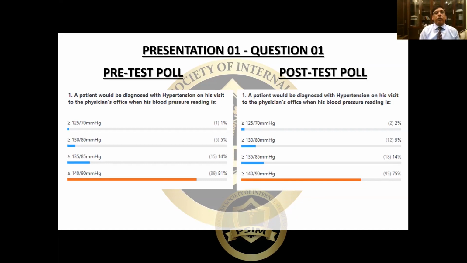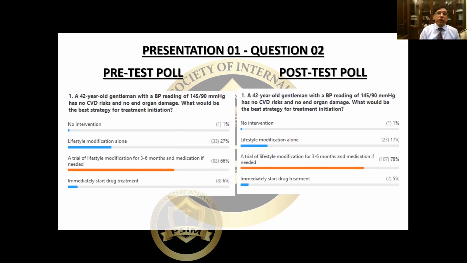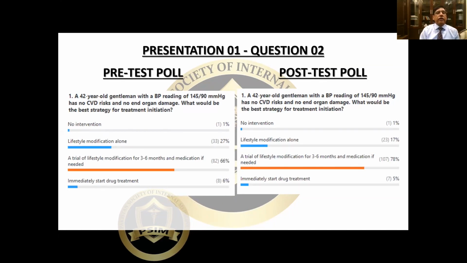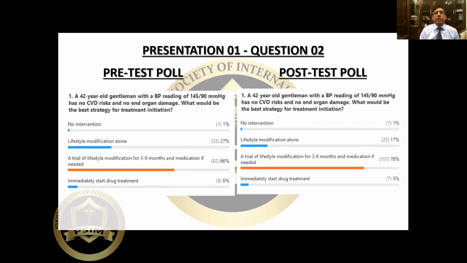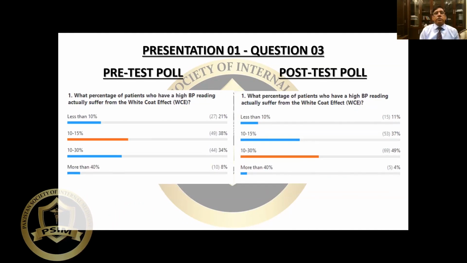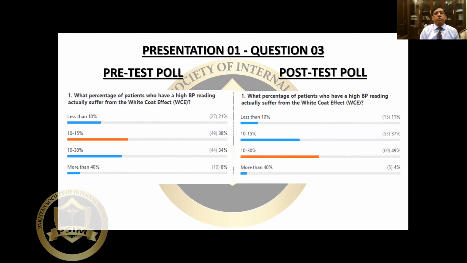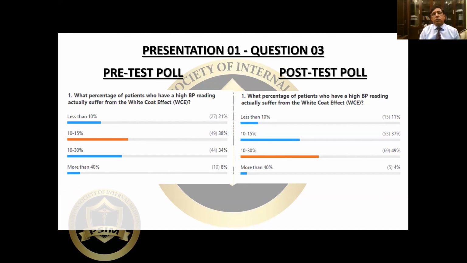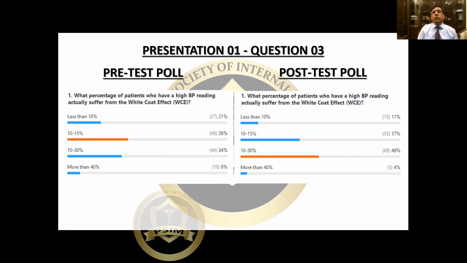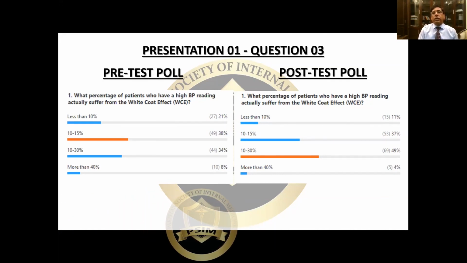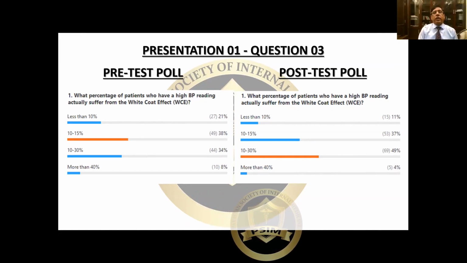Okay, so we go on to the second question. There is some improvement that lifestyle modification of 3 to 6 months followed by drug treatment is the right strategy. Next. And there is, of course, we made the public aware that the prevalence of white coat effect is quite high. So don't jump onto diagnosing hypertension on a single reading or a single visit. Do reconfirm it. Next.